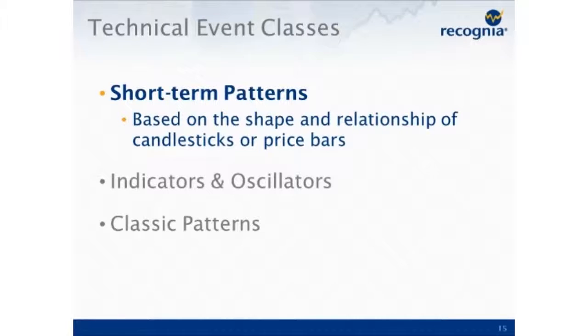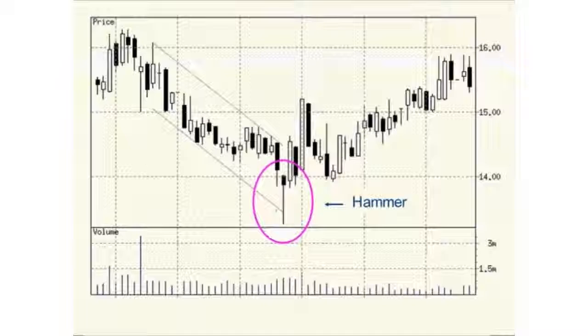We'll also talk about the indicators and oscillators, probably the best known type of technical events, and also about the classic patterns, which I think are probably the most actionable type of technical event. Let's begin though with the short-term patterns. So here I've drawn an example of a short-term pattern.